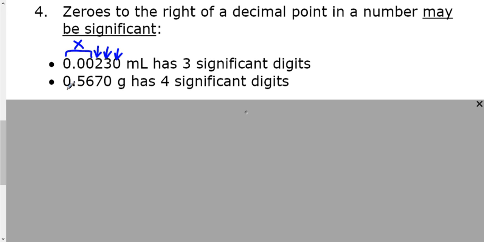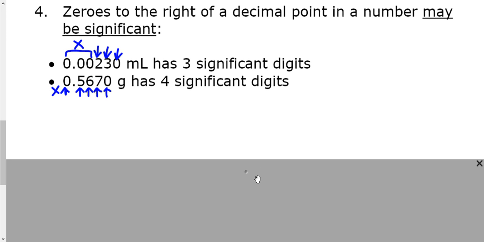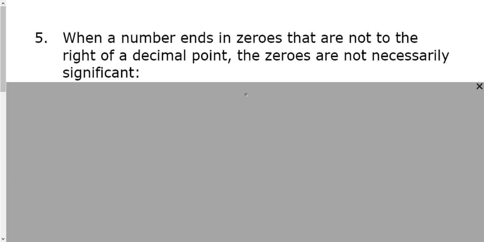Here, we just have one leading 0. It does not count as significant, but the 5, the 6, the 7, and the 0 here, because it comes to the right, this one, all of them count. So if you have a decimal point and there are zeros to the right of any non-zero digits, they are going to count. Let's go on to the next rule. When a number ends in zeros that are not to the right of a decimal point, the zeros might not be significant.